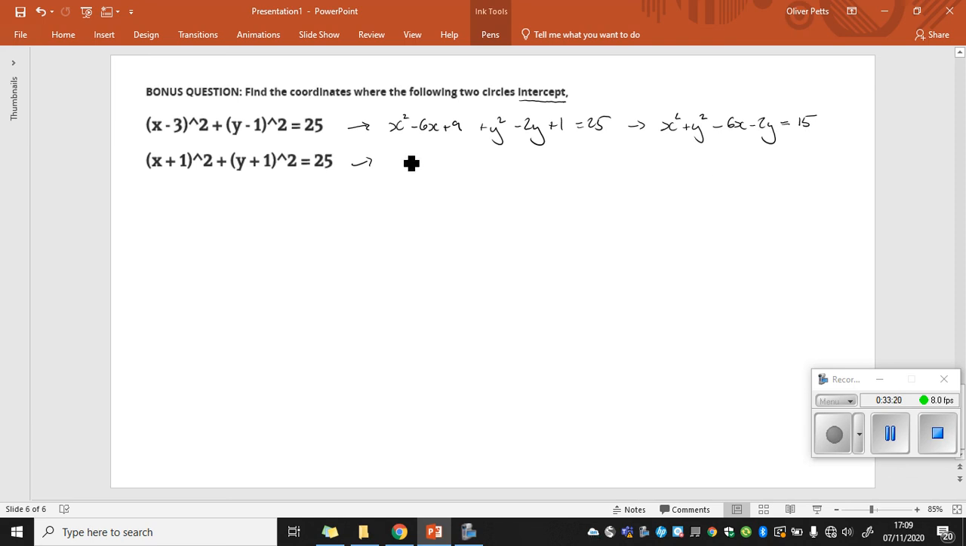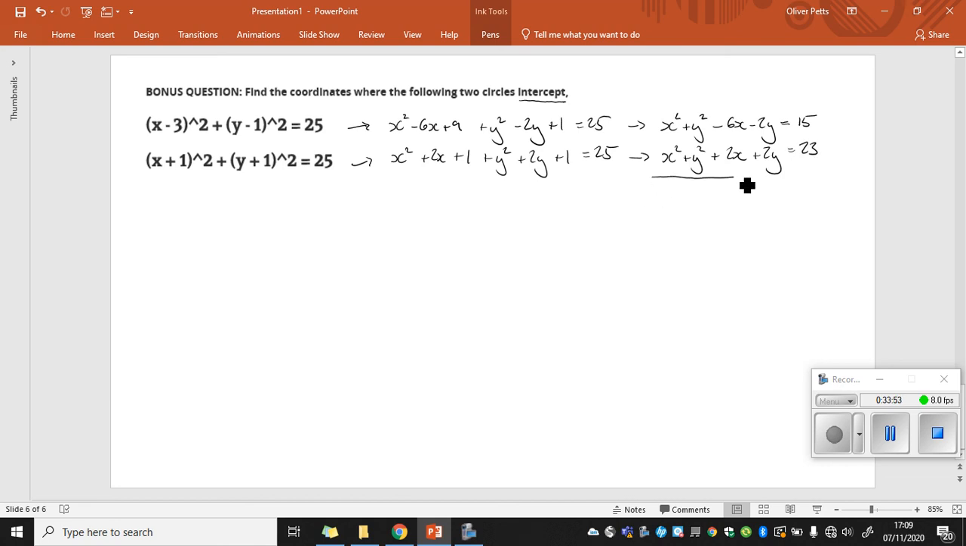Okay, let's do the same with the second equation. So second equation, x squared plus 2x plus 1. Then we're going to have a plus y squared plus 2y plus 1. And that also equals 25. And let's just rewrite that with x squared and y squared together. Then I've got a plus 2x, a plus 2y, and then I've got a couple of 1's which I'm going to subtract from the other side, so that's going to give me an equals 23.